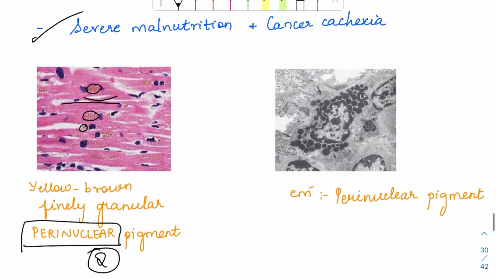Electron microscopically also, this is the nucleus of the cell. Around the nucleus, you see these electron dense pigments. These are nothing but the perinuclear pigment, which is lipofuscin.